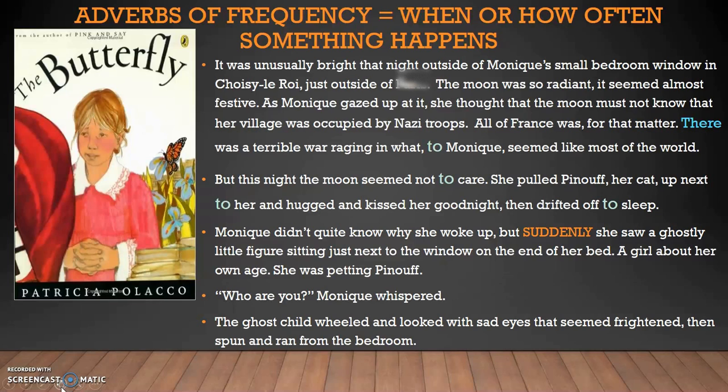She pulled Pinoff, her cat, up next to her and hugged and kissed her good night, then drifted off to sleep. Monique didn't quite know why she woke up, but suddenly she saw a ghostly little figure sitting just next to the window on the end of her bed, a girl about her own age. She was petting Pinoff. "Who are you?" Monique whispered. The ghost child wheeled and looked with sad eyes that seemed frightened, then spun and ran from the bedroom.